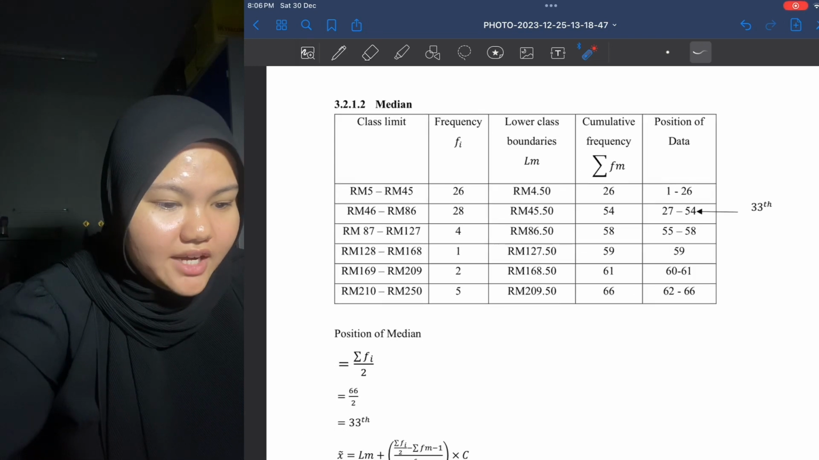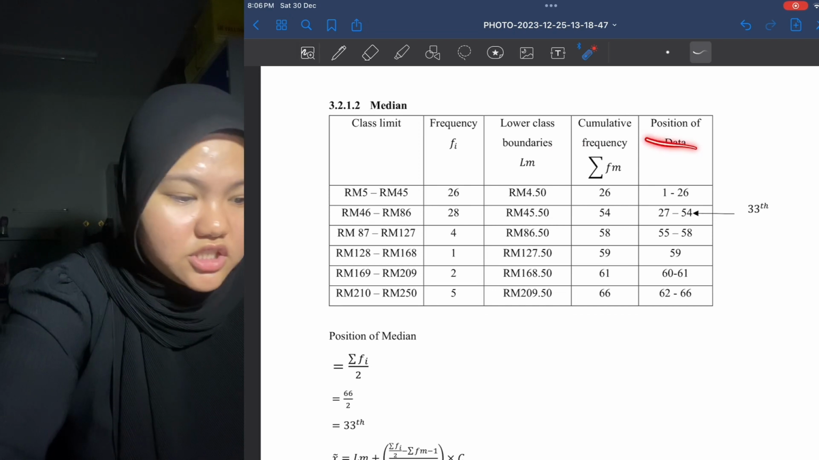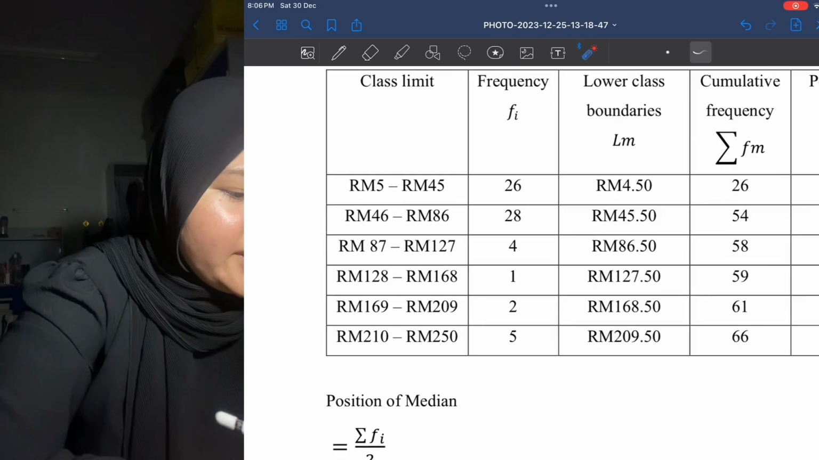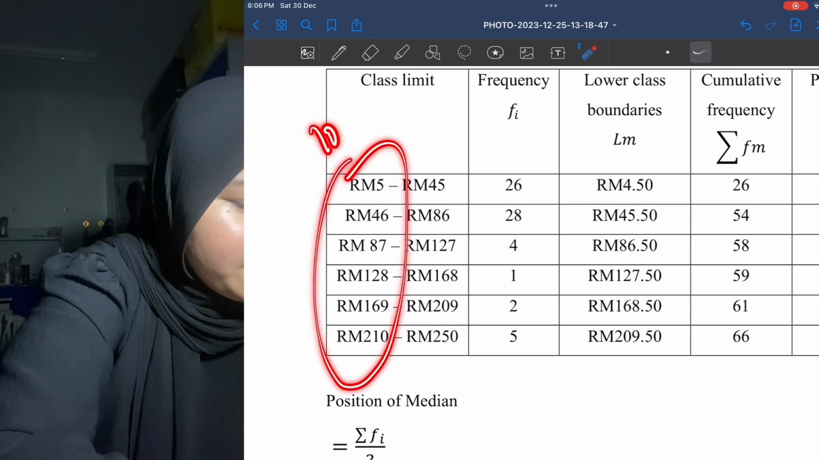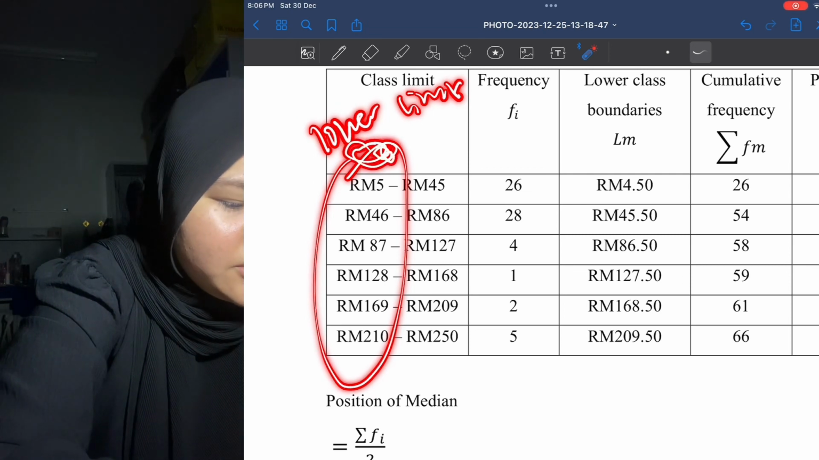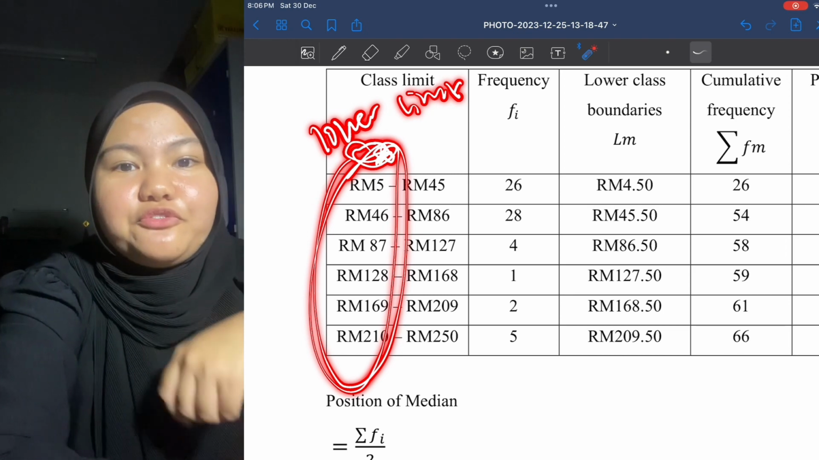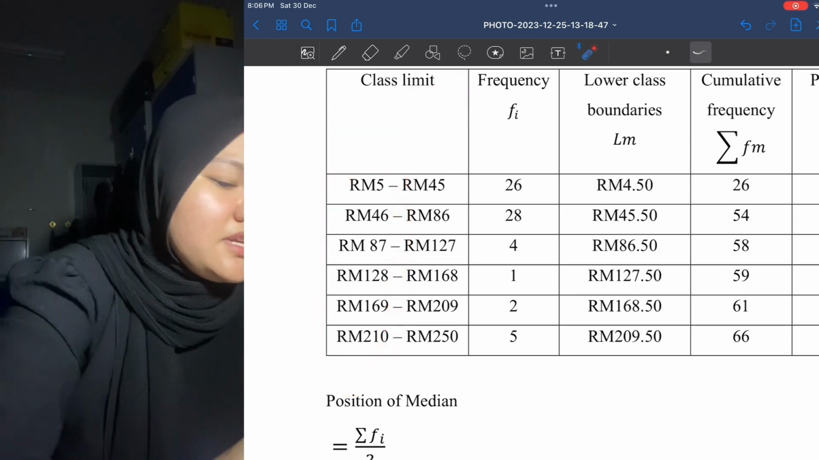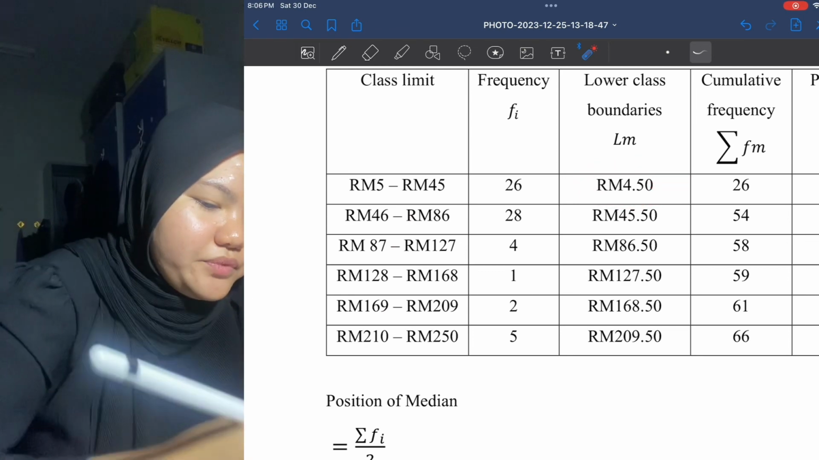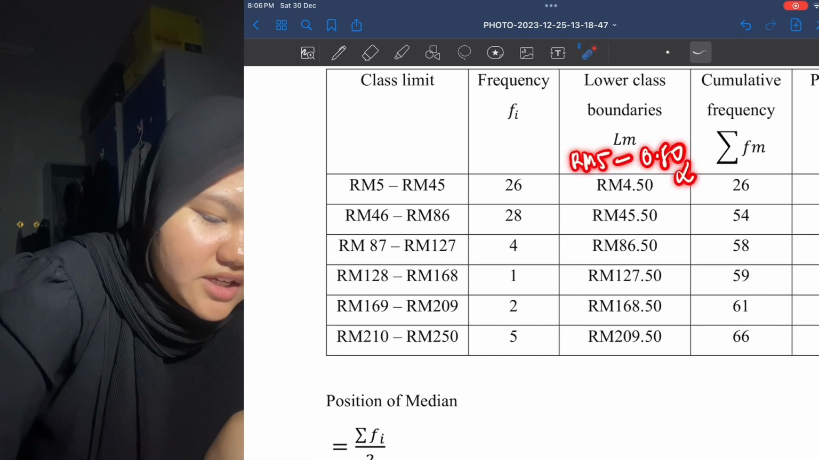Firstly, you have to find all of these things: lower class boundaries, cumulative frequency, and position of data. How do you find the lower class boundaries? This is the lower limit. To find the lower class boundary, we have to minus 0.5. So how do we get RM4.50? RM5 minus 0.5, then you will get the answer.